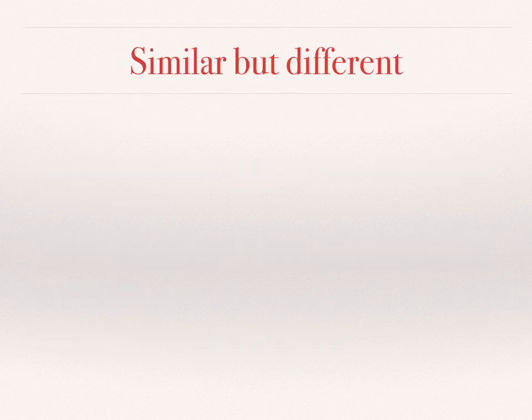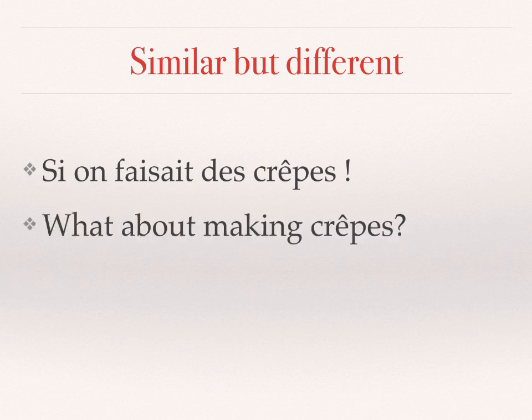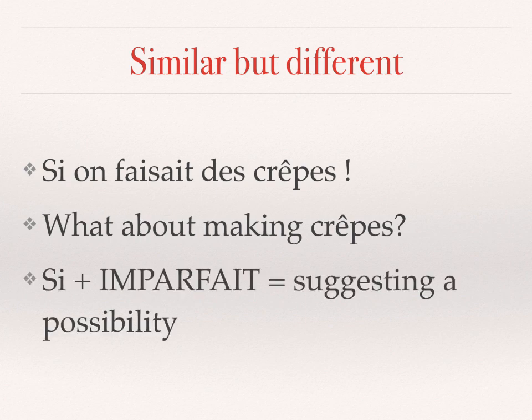Now you may think that a lot of sentences starting with si are si sentences, but that's not true. So some things that look like si sentences, but that are not. Si on faisait des crêpes. This means what about making crepes? So in other words, I'm suggesting something here. So si followed by the verb in imparfait is actually how we suggest something in French, suggesting a possibility.